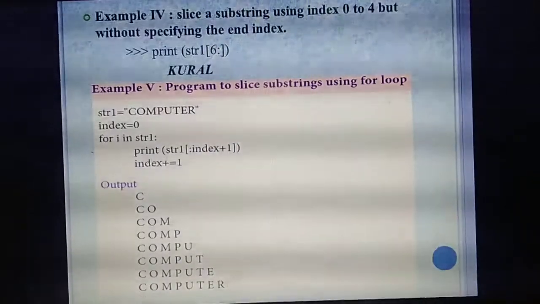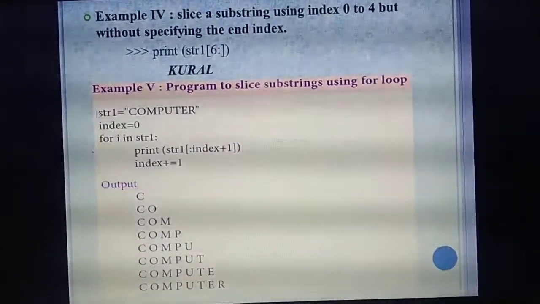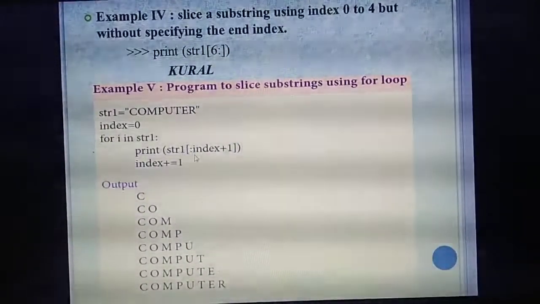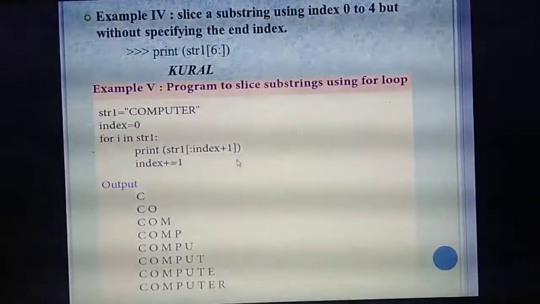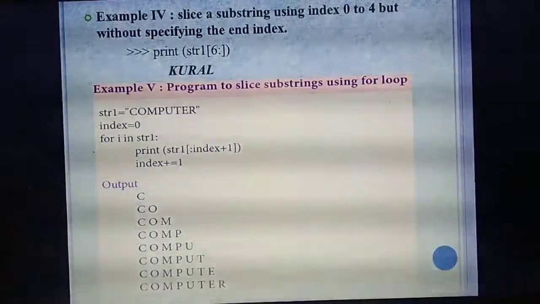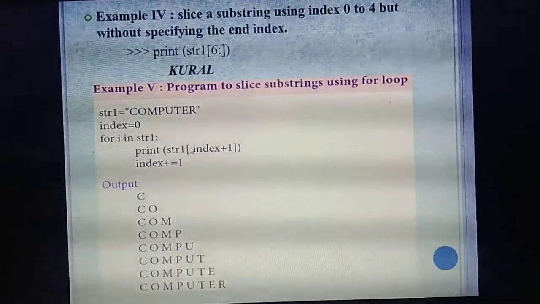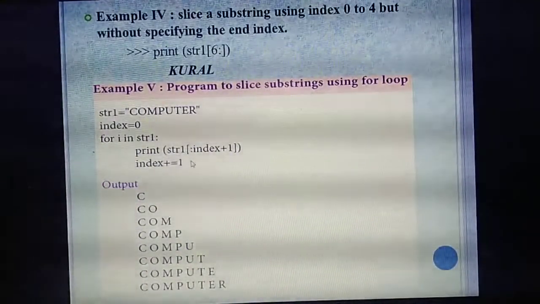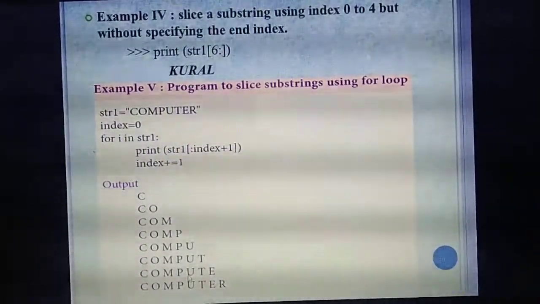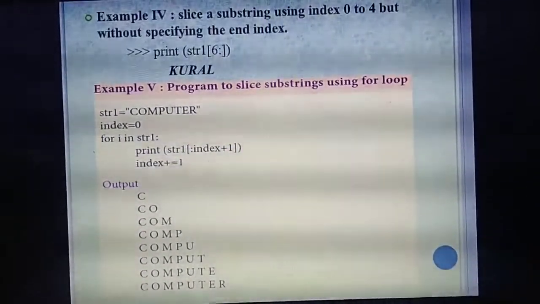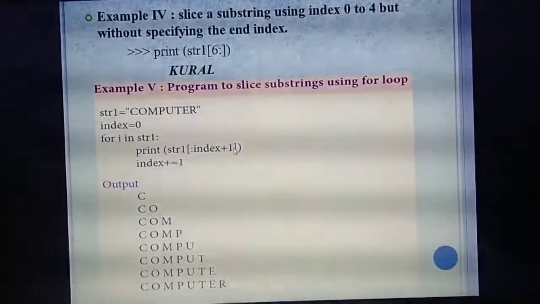See the next line, print. So you are going to print this string. Each time the index value needs to get incremented. But here they are not specifying the starting index, see, only the colon. Even without specifying the starting index, it can print from 0 till the last. Each time the index value increments by 1.